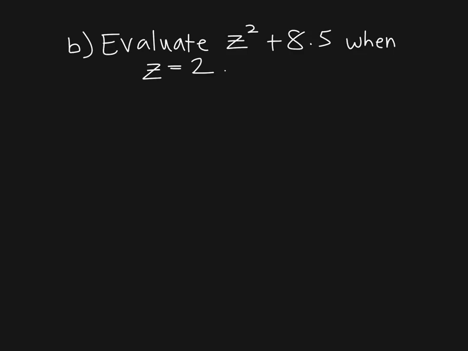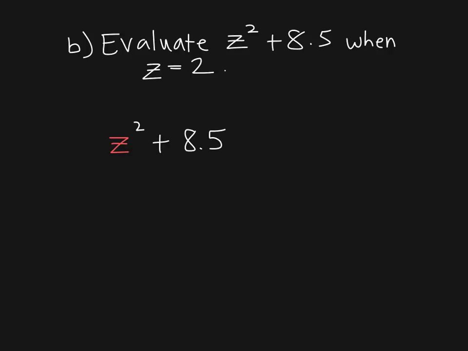This next one, I have evaluate z squared plus 8 5/10 when z equals 2. So I'm going to start off with my z is what I need to change. I'm not changing anything about squaring it. And I have 8 5/10. Remember what we talked about. Your decimals and your multiplication signs can get a little bit messed up if you don't have good handwriting. Really take your time to write this one out.